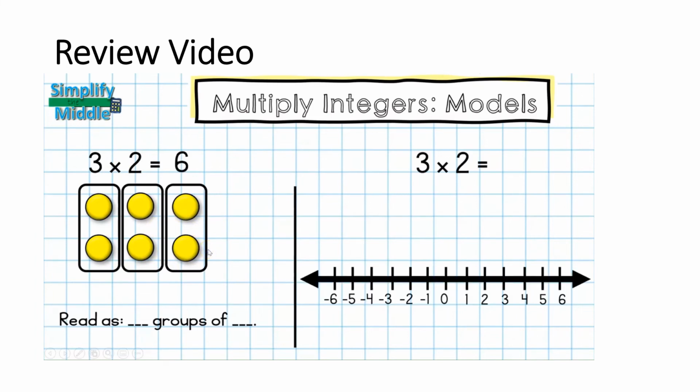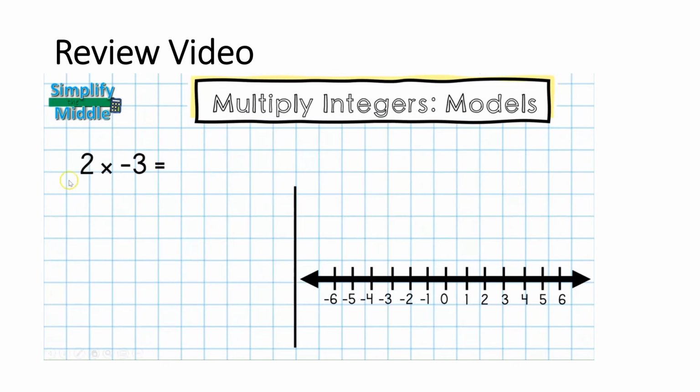Let's look at the same problem on a number line. We're going to look first at this number. Now, remember in this part of the problem with the counters, that told us how many were in each group. On this one, it's going to tell me how far to travel and what direction. So I'm going to be traveling 2 to the right, and this number tells me how many times to repeat that. So I'm going to repeat that 3 times. And then where I land is going to be my answer. So 6 is my answer here.